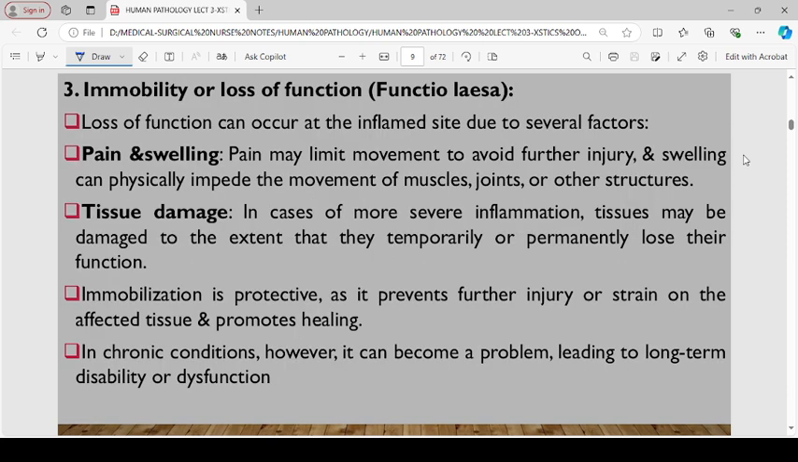Number three is immobility or loss of function. This loss of function can occur at the inflamed site due to several factors.